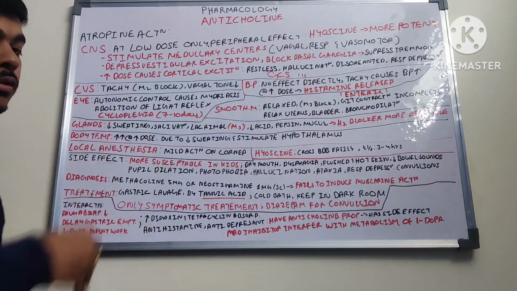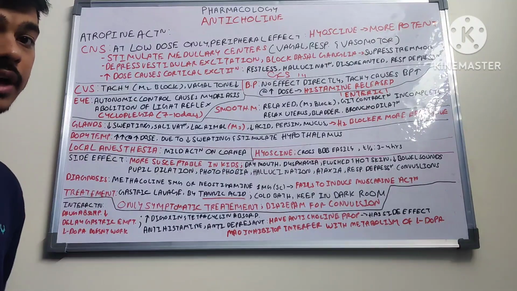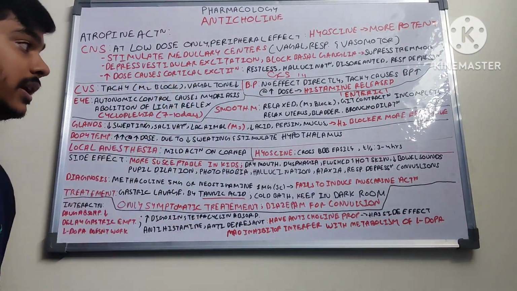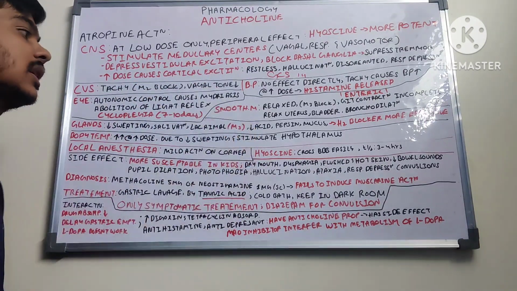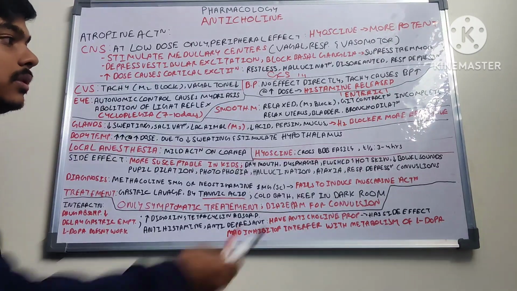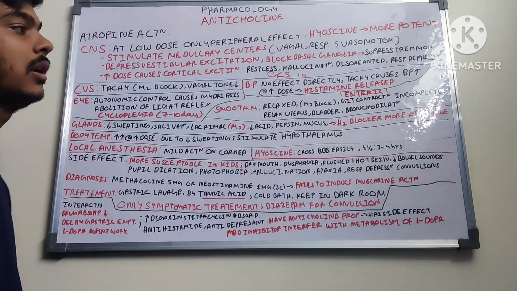Next is cycloplegia. It is also known as paralysis of accommodation, of the accommodating muscles of the eye. It causes paralysis when consumed for 7 to 10 days. Next are the smooth muscles. Smooth muscles get relaxed because of M3. M3 is blocked, which causes smooth muscle relaxation.